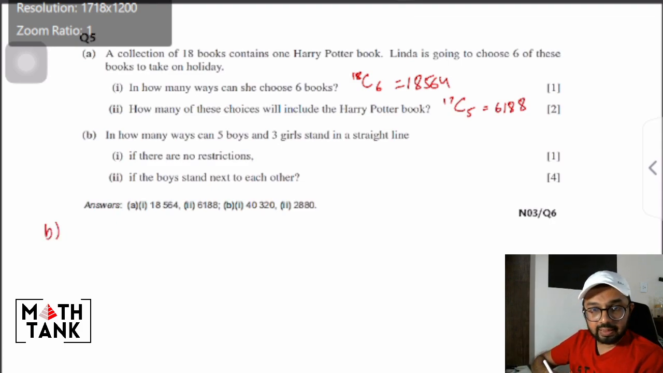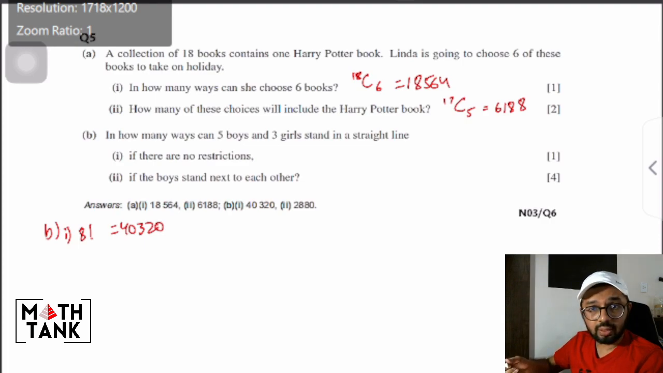Part B says, in how many ways can 5 boys and 3 girls stand in a straight line? So I'm arranging them now. This is a question on permutations. You will notice in a lot of questions that one part is about permutations, the other part is about combinations, and so on. If there are no restrictions, that's just 8 factorial. Let's check. 40320.